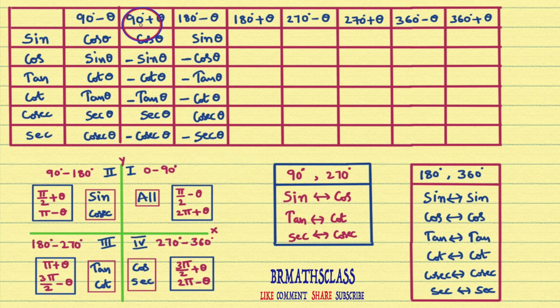You observe here, 90 plus theta, which quadrant? 90 plus theta is the second quadrant. In the second quadrant, what are positive? Sine and cosecant are positive. You observe here, for sine a positive sign is there. For cosecant, you see here a positive sign is there. I hope you are understanding.